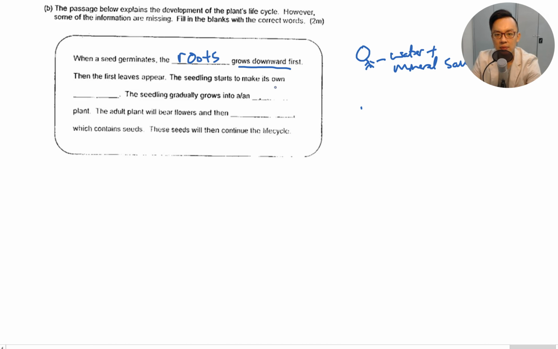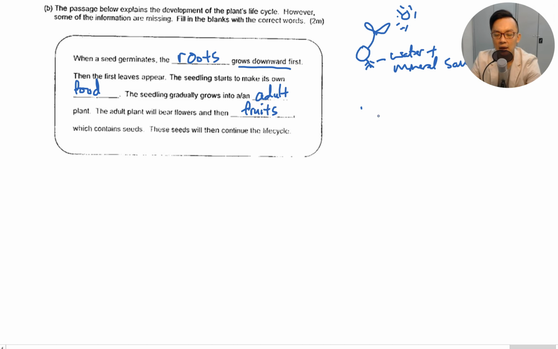The seedling starts to make its own what? When the seedling has leaves and there is sun, it will start to make its own food. The seedling gradually grows into an adult plant. So the seedling will grow into an adult plant. The adult plant will bear flowers and then fruits.